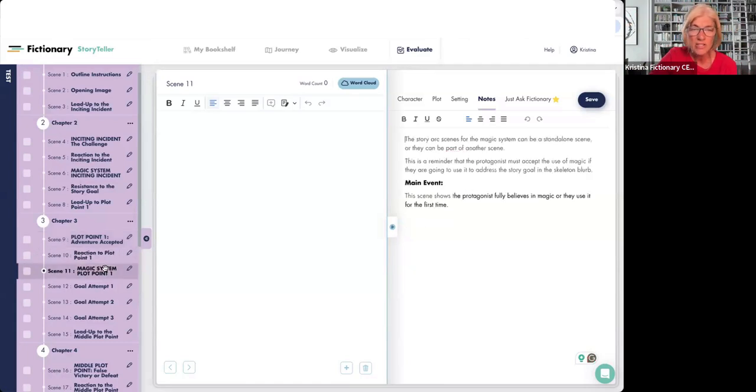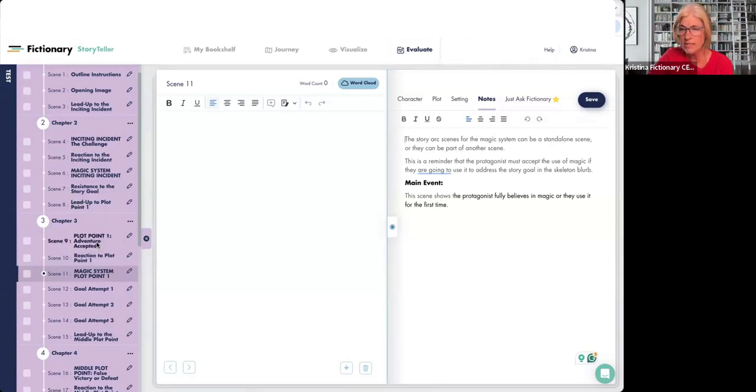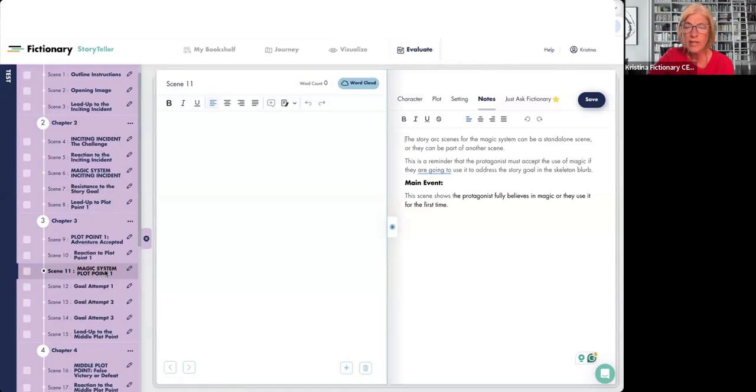Same thing with the magic system plot point one. And I'm going to go through these and show you in an image. So, I just want to do a high level thing first of what's here. So here, they fully believe in the magic. So that may or may not happen in the main plot, adventure accepted, or they fully believe in the mythical creatures. So this is their same plot point one.